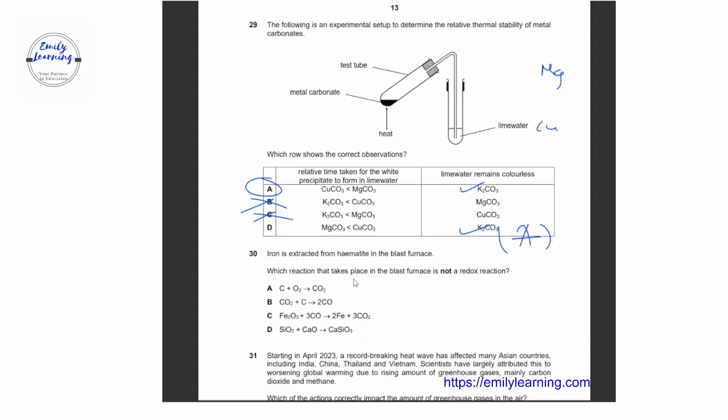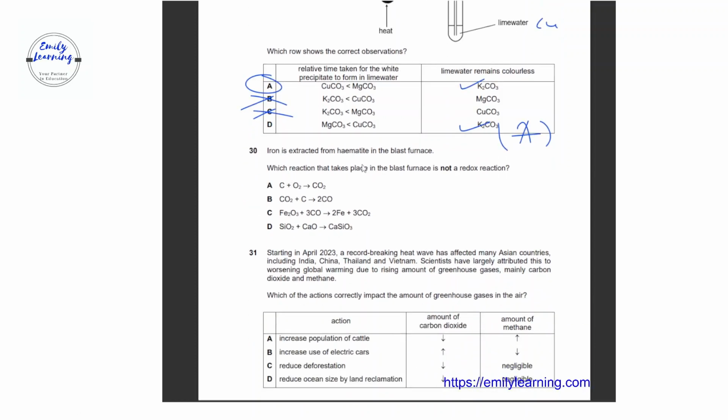Okay, moving on to question 30. Iron is extracted from hematite in the blast furnace. Which reaction that takes place in the blast furnace is not a redox reaction? So you also learn some reactions that are not redox, right? Acid-base reactions are not redox. Precipitation reactions are not redox. So even without doing this, we know the answer is D.